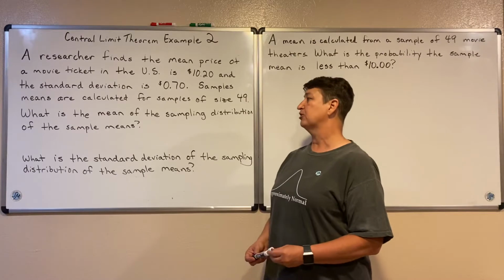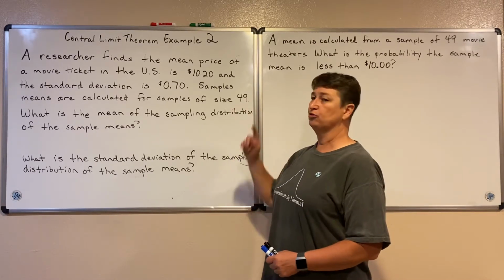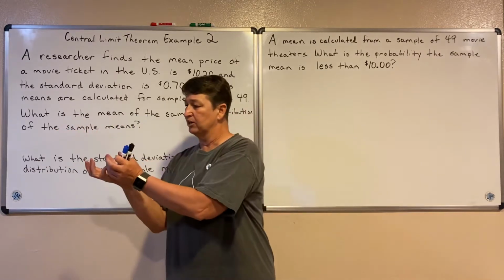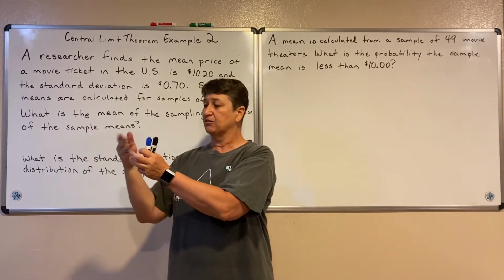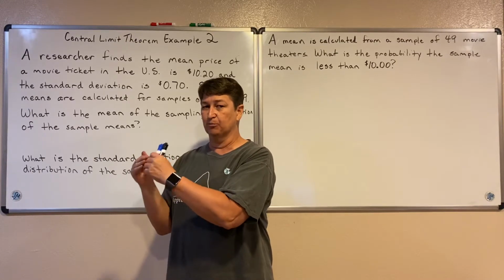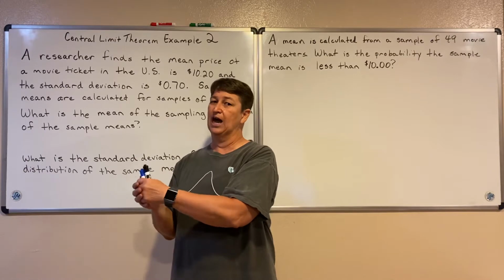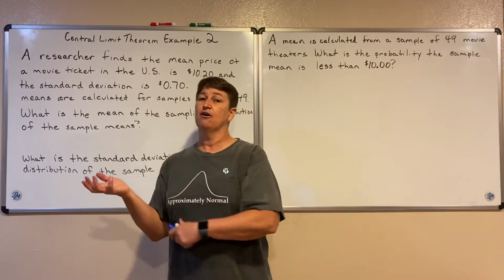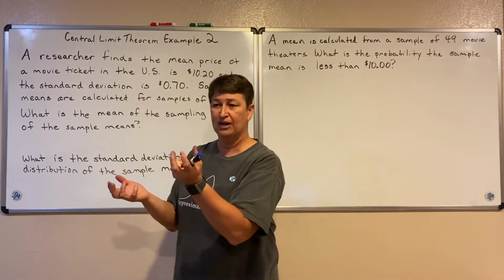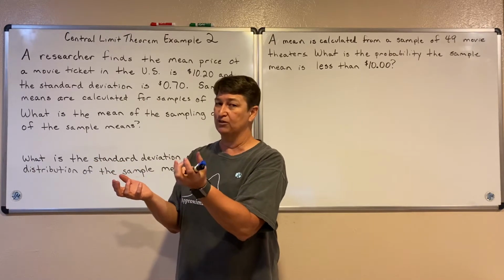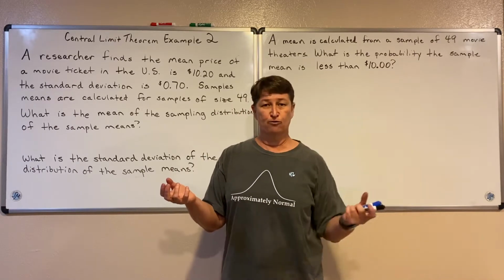Sample means are calculated for samples of size 49. So we go out to movie theaters and we gather a sample of 49 movie theaters and we collect all the ticket prices from those 49. And then we add them up and divide by 49 and we find the mean of that sample. And so we do that, we find another sample of 49 movie theaters, find the mean of those tickets, and do that over and over again.